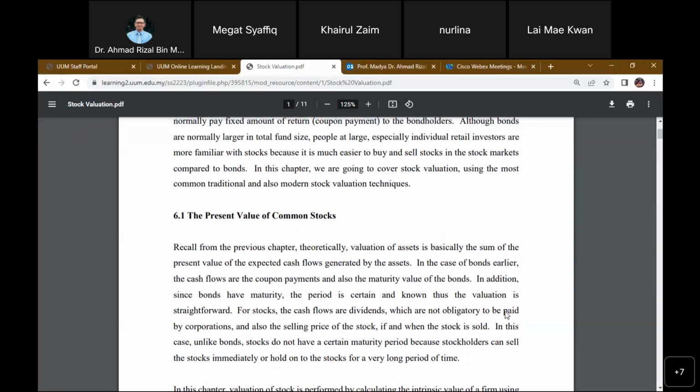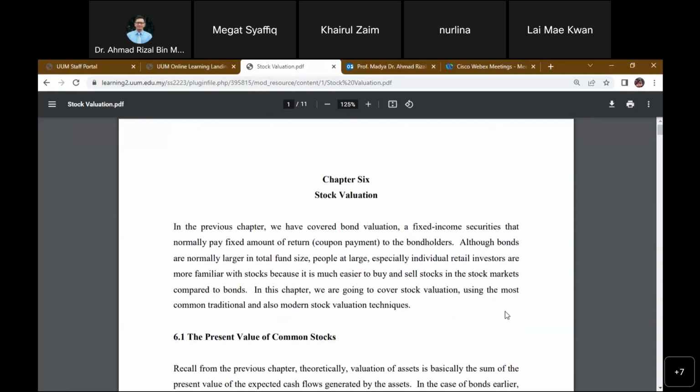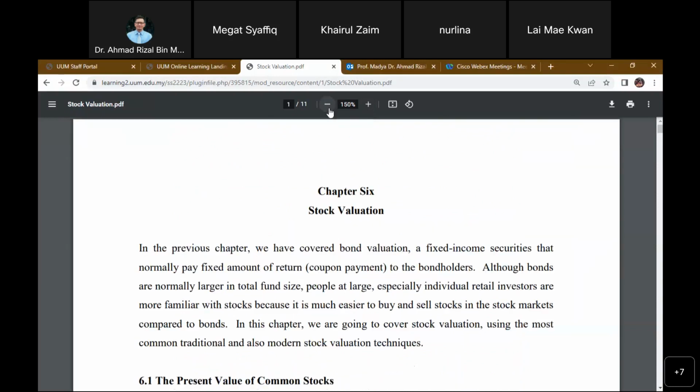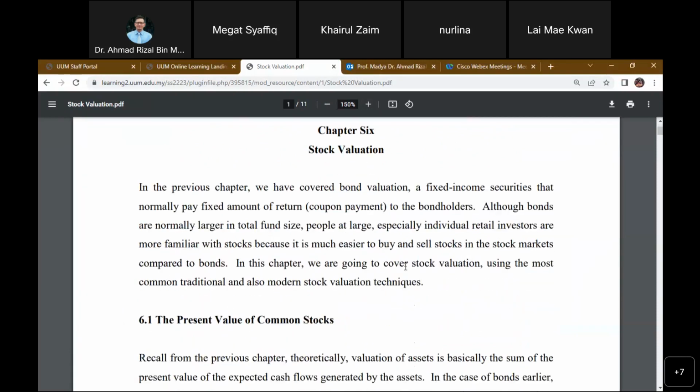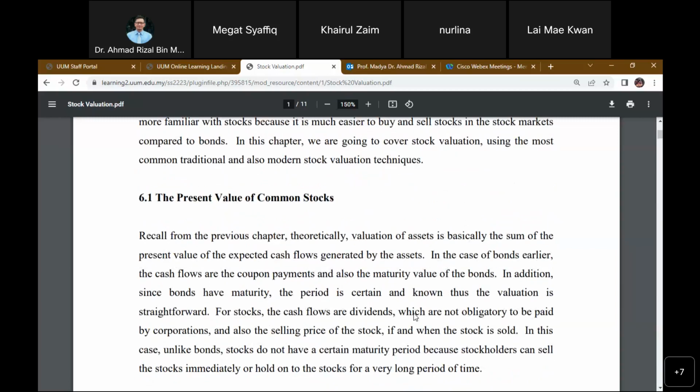Okay, we continue on with the stock valuation. This is a follow-through topic after we have covered the bond valuation earlier. Based on the basic valuation concept that I have explained earlier, we are still looking at the cash flows. So in the bond case earlier, we look at the coupon payments and also the maturity value of the bond as the relevant cash flows on which we perform valuation on the bond.